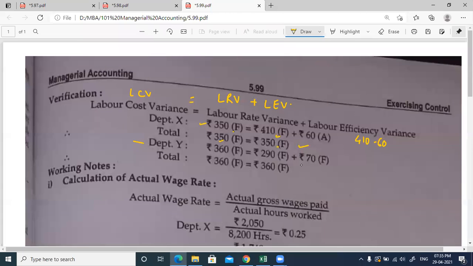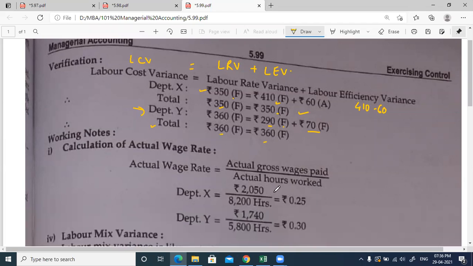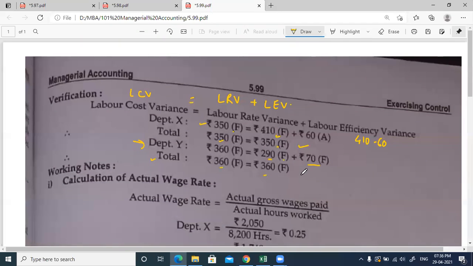Let's discuss department Y. 360 favorable is your LCV, which is equal to 290 labor rate variance favorable plus 70 efficiency variance, which is again favorable. So your department Y is very good, 360 favorable. Overall, your labor cost variance is in a favorable condition for both departments, X and Y. Now for the calculation of actual wages, we have already done that. I hope you have understood this labor cost variance.